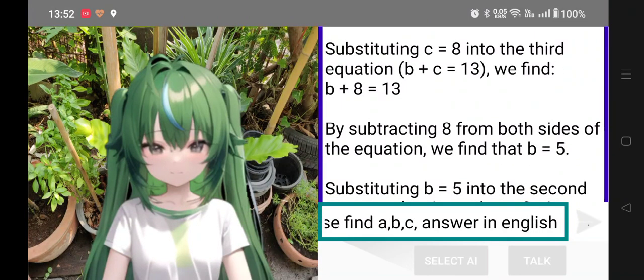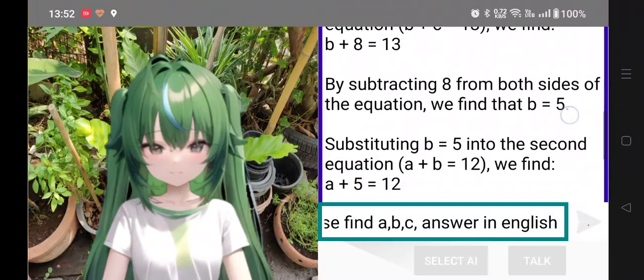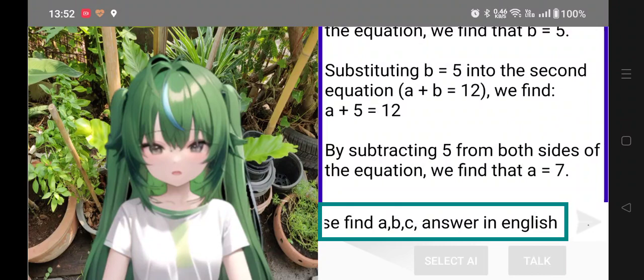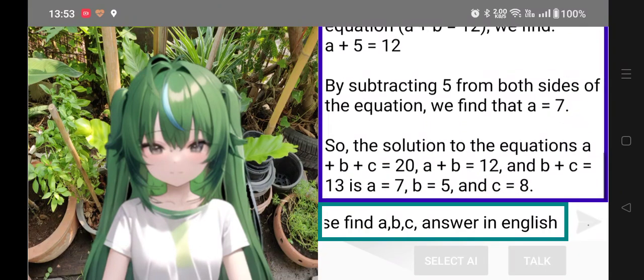By subtracting 8 from both sides of the equation, we find that b equals 5. Substituting b equals 5 into the second equation, a plus b equals 12, we find a plus 5 equals 12. By subtracting 5 from both sides of the equation, we find that a equals 7. So, the solution to the equations a plus b plus c equals 20, a plus b equals 12, and b plus c equals 13 is a equals 7, b equals 5, and c equals 8.